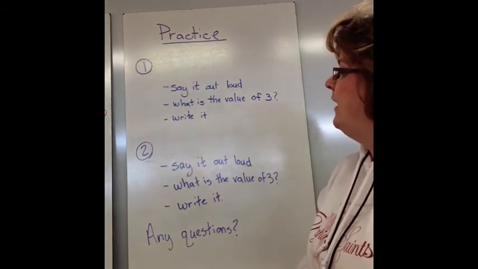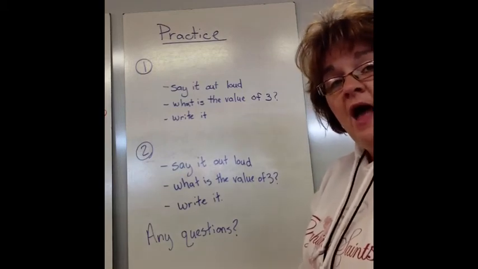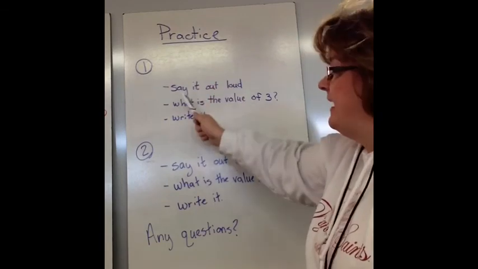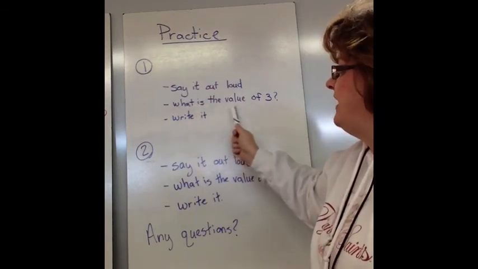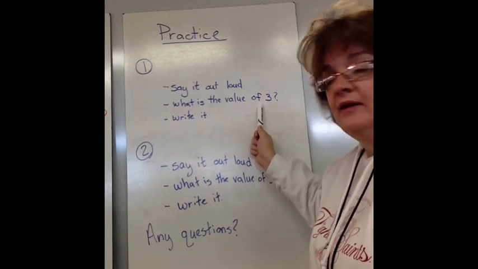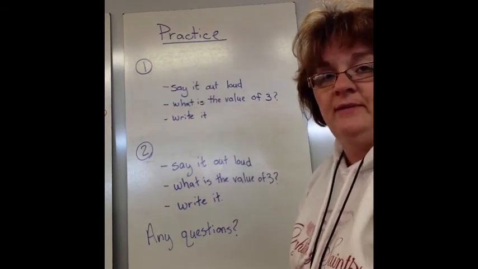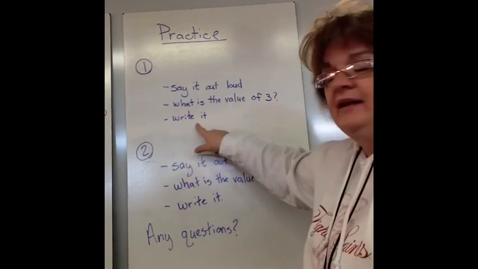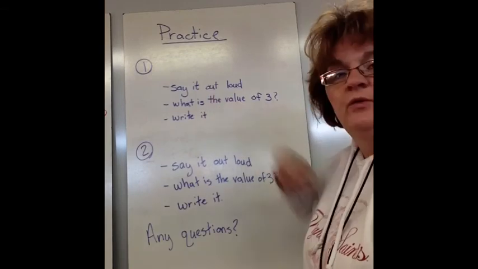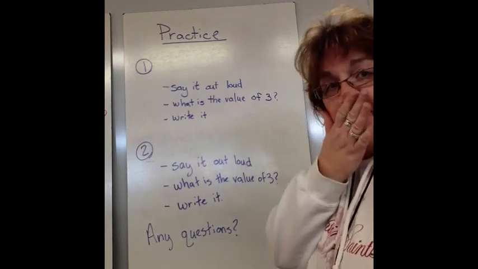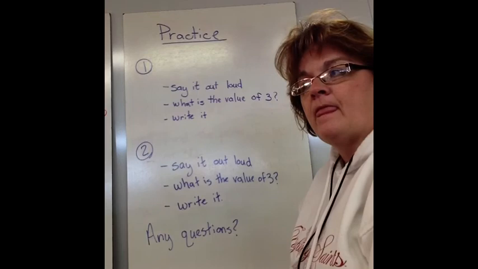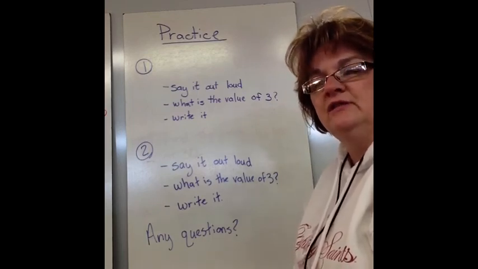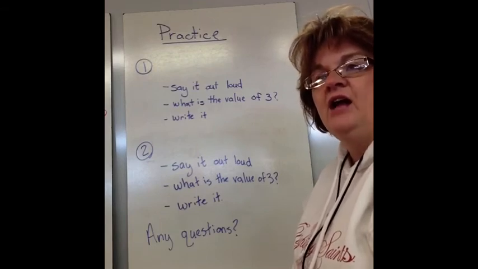Okay. Now, I'm going to go ahead and say a number. I want you to write the number right here in the blank spot. Then I want you to say the number out loud. Tell me what the value of 3 in this number is. Okay, these are the 3 steps that you're going to do. I will say it. You're going to write it, say it out loud, and tell me what the value of 3 is. Okay? Ready? 624,932.